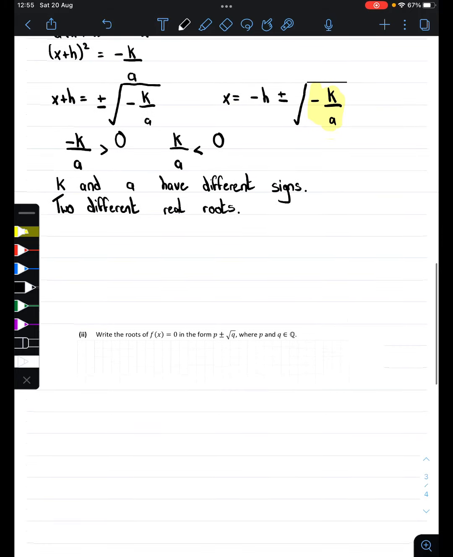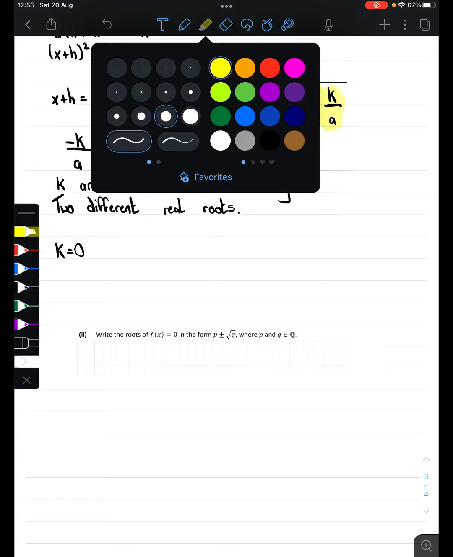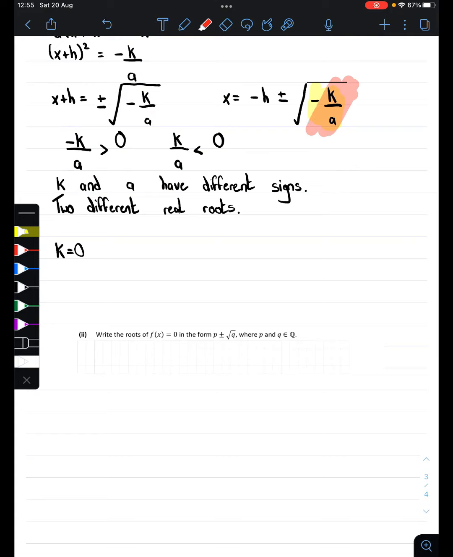Okay, well, what happens if k is 0? Well, if k equals 0, then this whole term here equals 0, and x just equals minus h. That's the only solution. So when k is 0, k equals 0 implies x equals minus h. So that means that f has one real root.